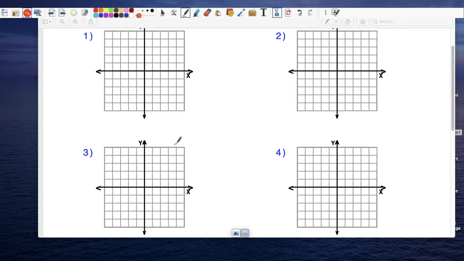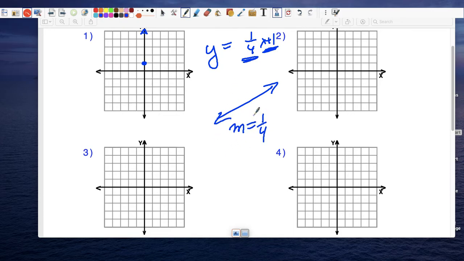Let's do another one. Let's do 20. Well, you know what? Let's do 21 here. Might as well. y equals 1/4 x plus 1. Do I have a y-intercept? The y-intercept is positive 1, so I know that line is going to cross the y-axis at 1. It's a positive slope, so I know it looks like that. And my slope is 1 over 4.